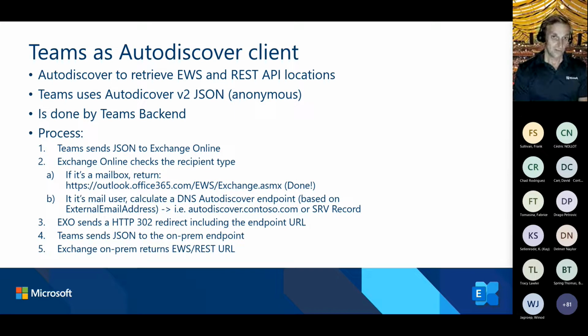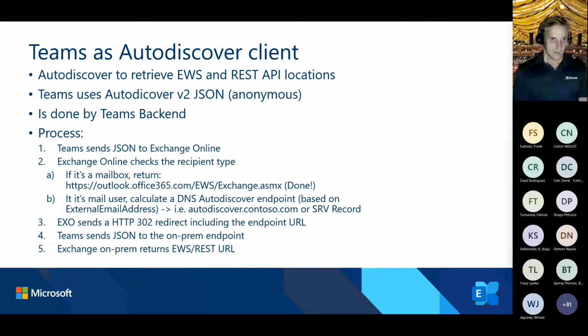And therefore, Teams uses Autodiscover version 2, which is an anonymous JSON request sent to any of your Exchange on-prem servers. And then the request gets proxied to the associated backend server where the mailbox is located, and then a URL comes back to the Teams backend server.